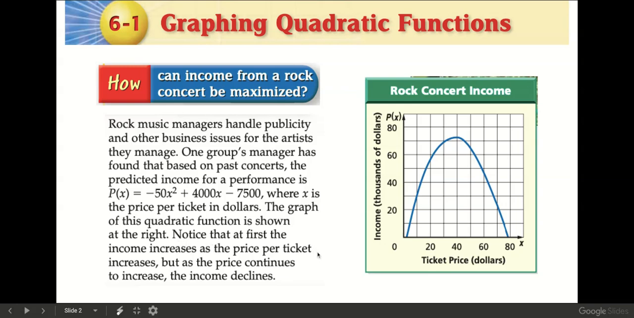Notice that at first, the income increases as price per ticket increases, but as the price continues to increase, the income declines. As they increase the price of the ticket, obviously the money they make goes up, because the more the tickets cost, the more money they make. But at a certain point, if they make their ticket prices too much, then suddenly their income starts to come down. One thing you might say is, people are willing to pay money for a concert, but once it gets past a certain point, maybe fewer people are willing to pay that money, and so you sell fewer tickets.